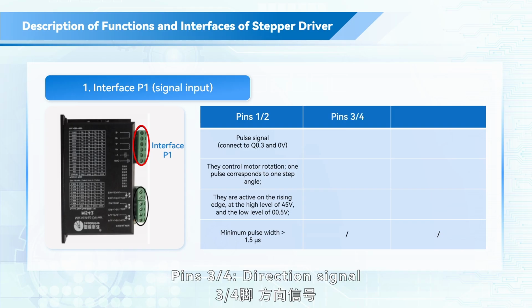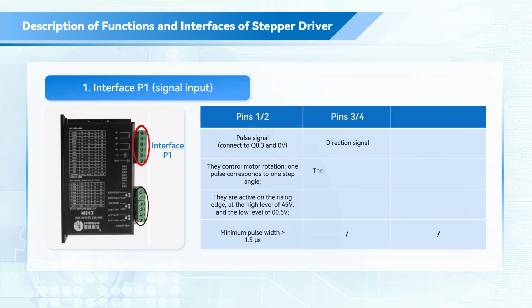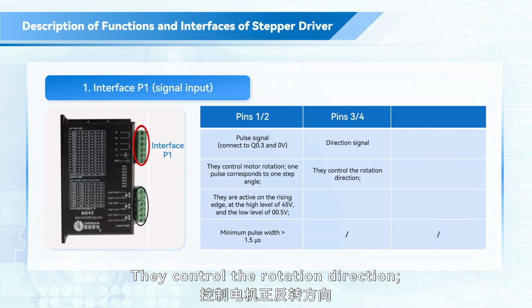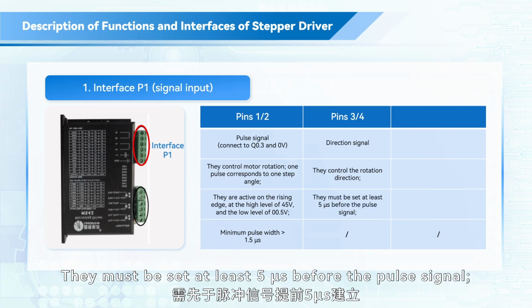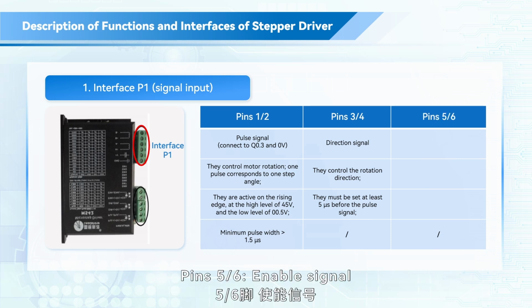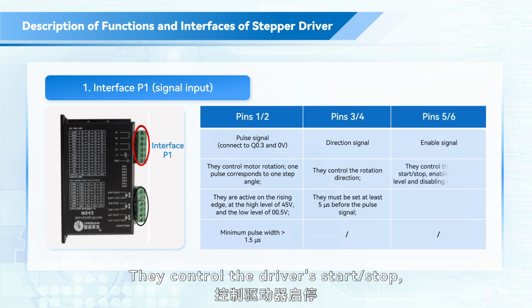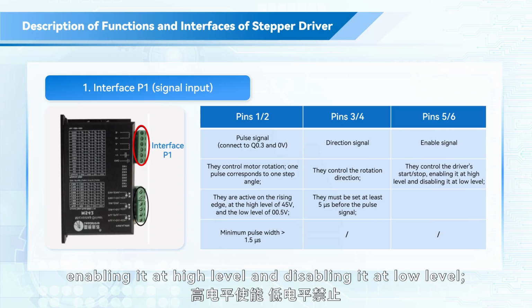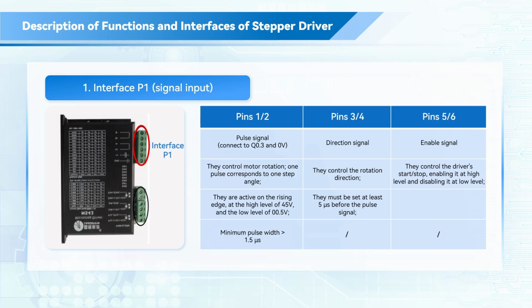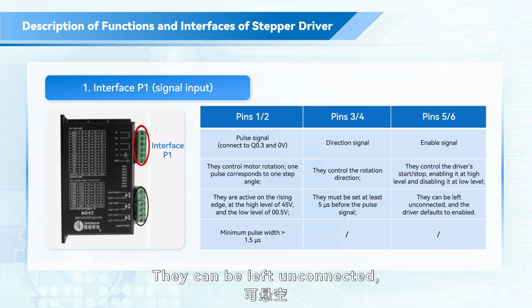Pins 3/4. Direction signal. They control the rotation direction. They must be set at least 5 microseconds before the pulse signal. Pins 5/6. Enable signal. They control the driver's start/stop, enabling it at high level and disabling it at low level. They can be left unconnected, and the driver defaults to enabled.